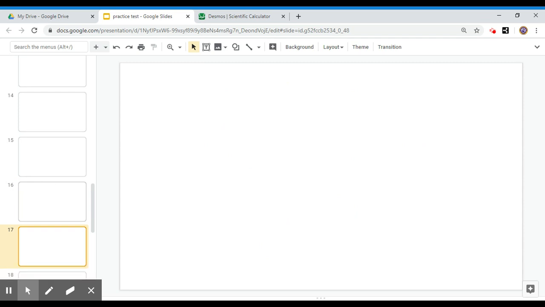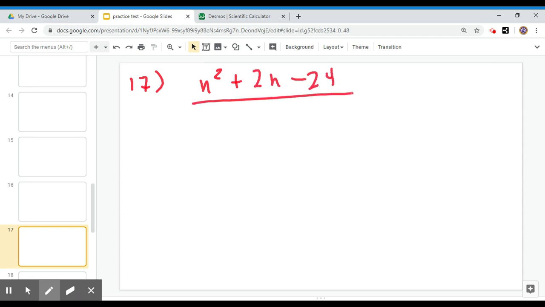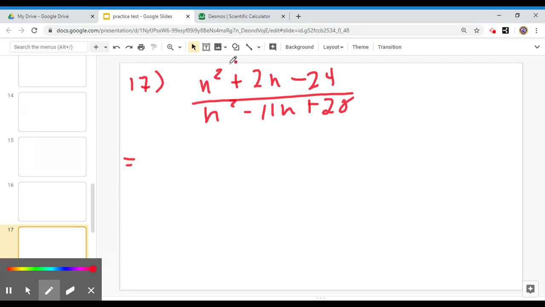All right, so then now 17. So now we're into section 9.4. So for 17, I see a trinomial in the numerator and a trinomial in the denominator. So I'm going to factor the numerator. So what adds to 2 that multiplies to negative 24?